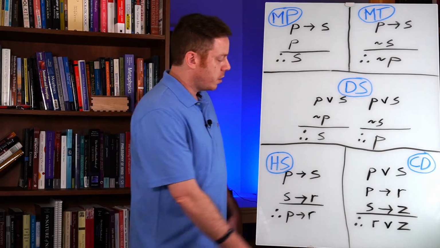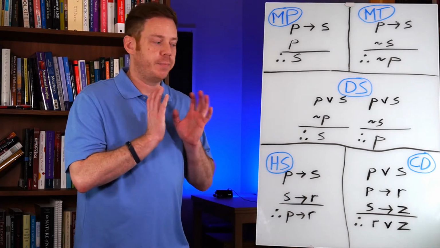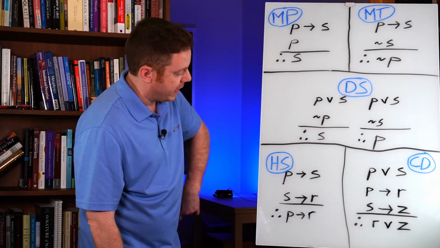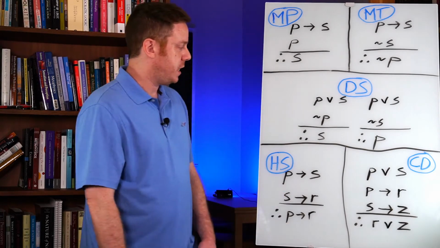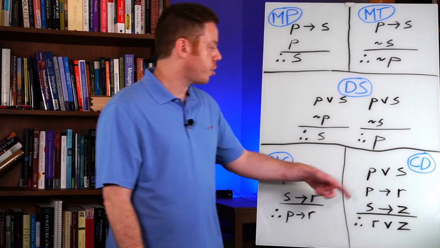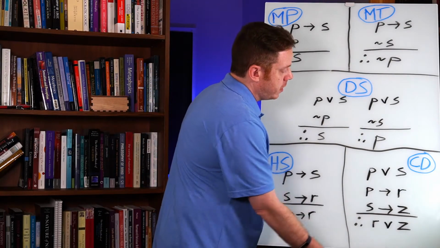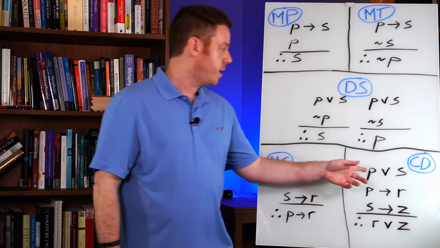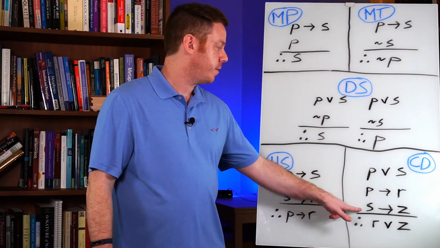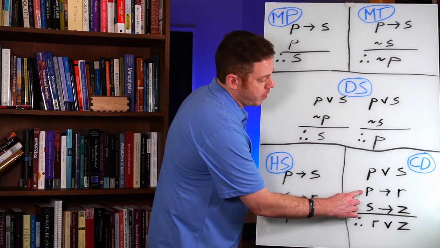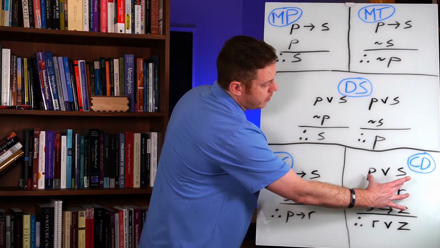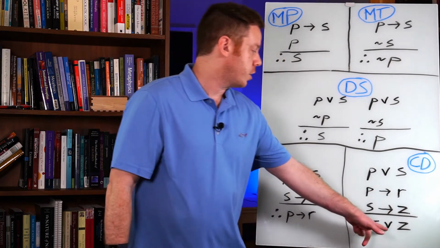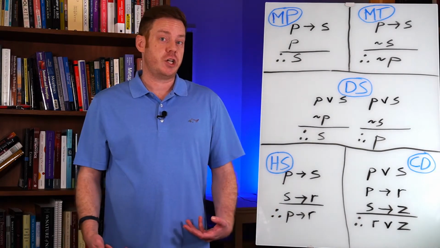Hypothetical syllogism, right? We can take two conditionals, if P then S, if S then R. We kind of cut out that middleman S, and now we just have if P then R. Constructive dilemma. This one, you'll know you can use it, especially when you see that disjunction, the V, and then you have two conditionals, and they go from, so we have P and S on each side of a disjunction, and then we have conditionals that go from each side to something new, and you can conclude that disjunction.